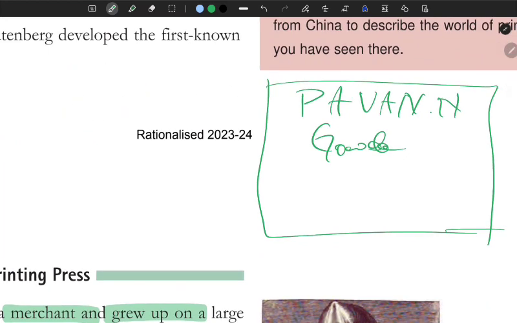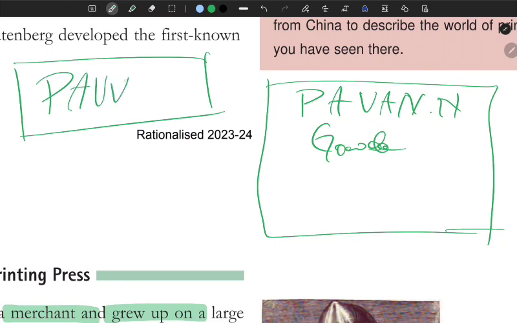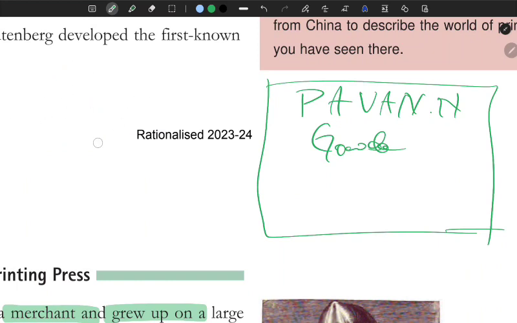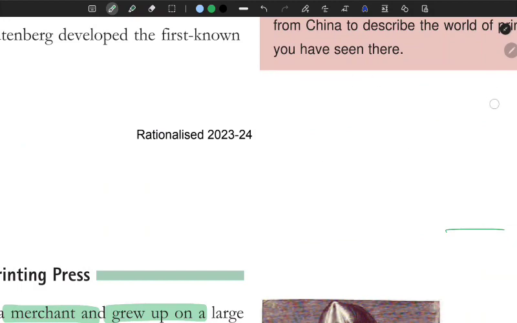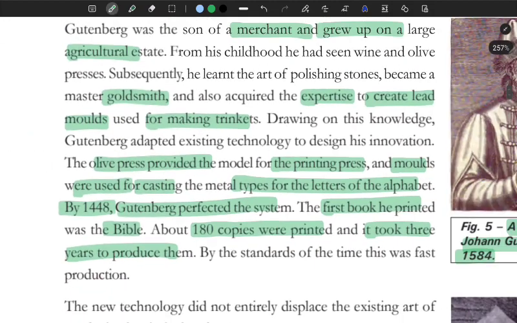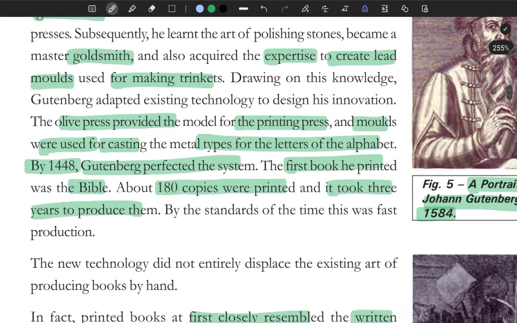All right, and they would have a kind of a stick, and they would put these individual blocks of letters, like Pavan, and they would press it against the paper. So that is how printing actually worked in all of these, and Gutenberg perfected the system.